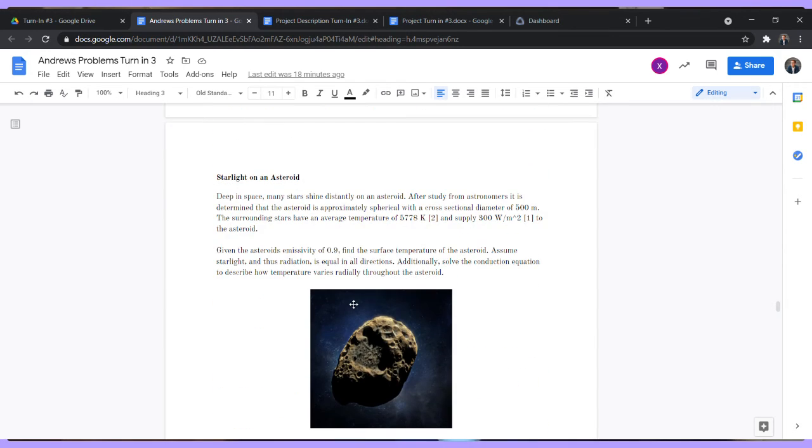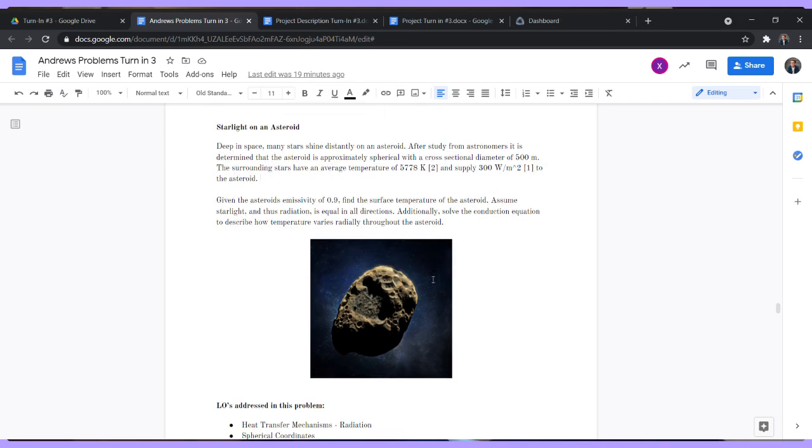My third problem dealt with starlight on an asteroid. In this problem, radiative heat transfer heats an asteroid deep in space. However, this asteroid also emits heat such that a steady state surface temperature could be found.